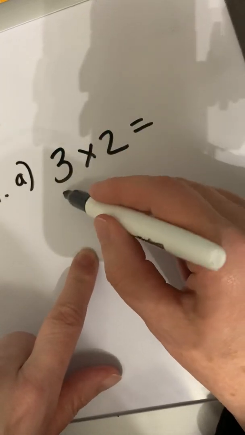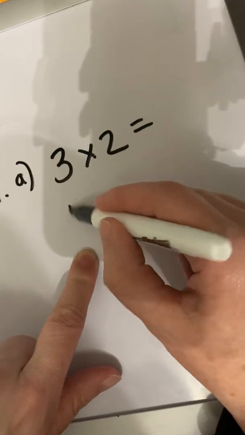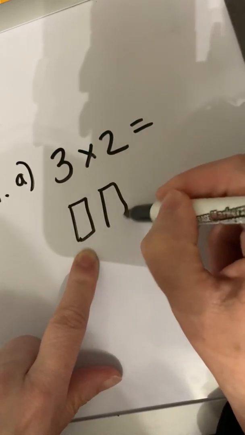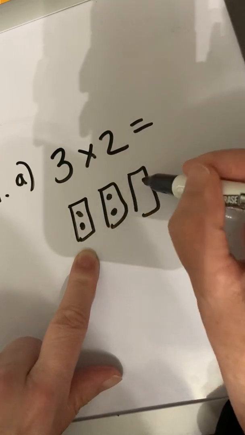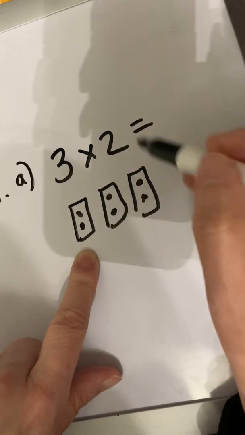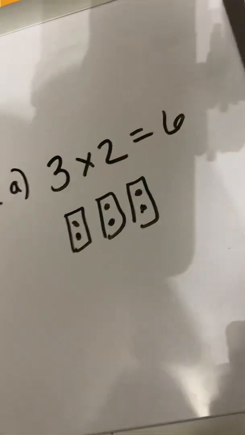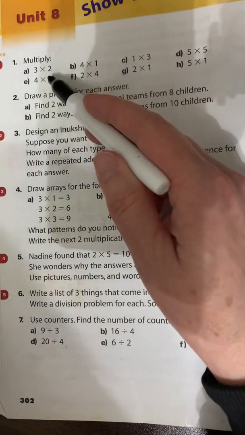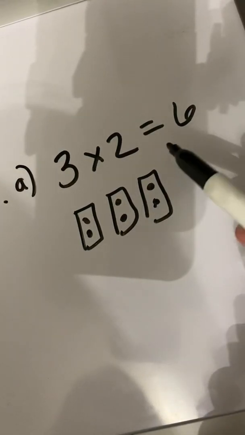Like I said, you can draw a picture. I can have 3 groups with 2 in each group. 1 group, 2 groups, 3 groups, and put 2 in each group. How many do I have? 1, 2, 3, 4, 5, 6. I have 6. Okay, so that's what I would do for question 1. But you do not even have to show me the pictures unless you want to. I just want to see your answer. Okay.